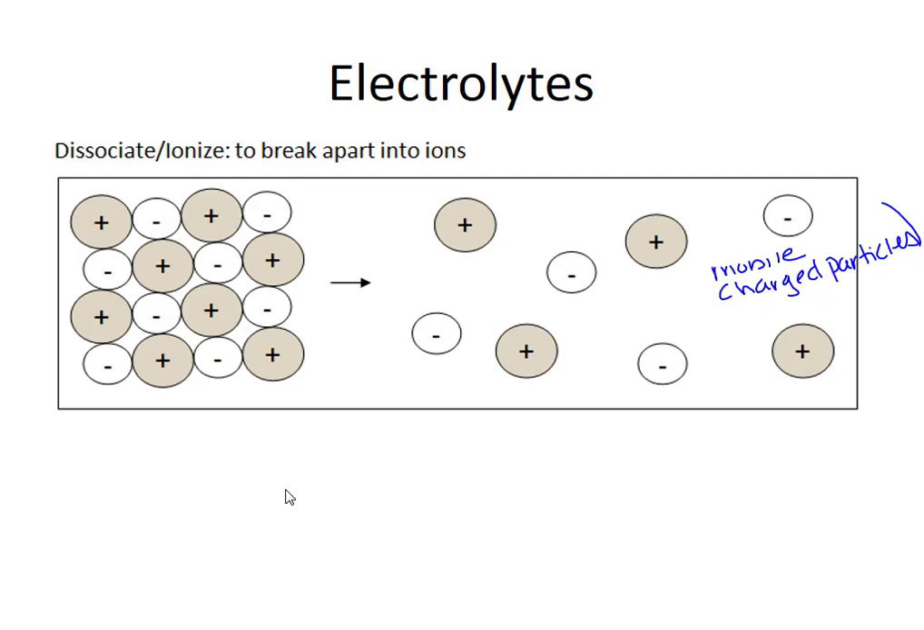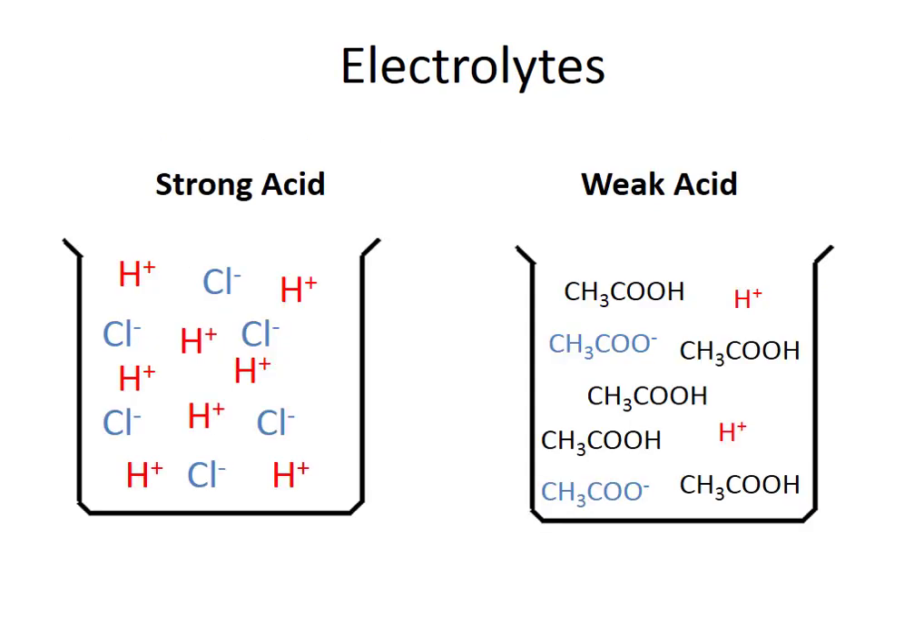So when we talk about electrolytes, the big thing that we need to focus on here is dissociation / ionization, the breaking apart into ions. In the picture here, you can see that we have a separation of that ionic substance into the mobile charged particles, or mobile charged ions. A lot of us struggled with this part in previous units. So when we look at electrolytes, we're looking at the different ions.